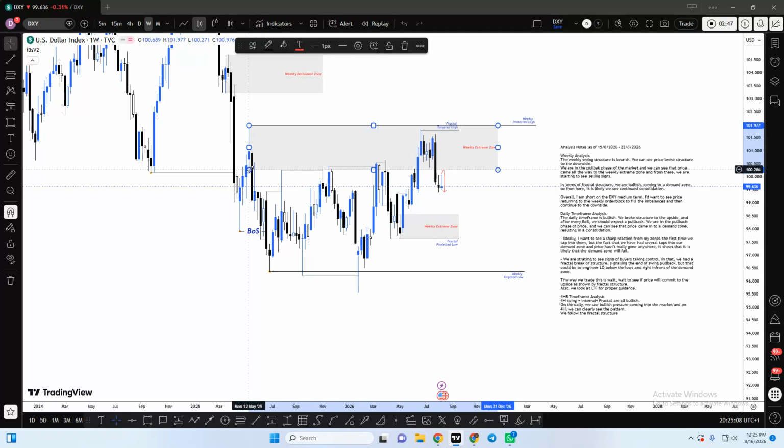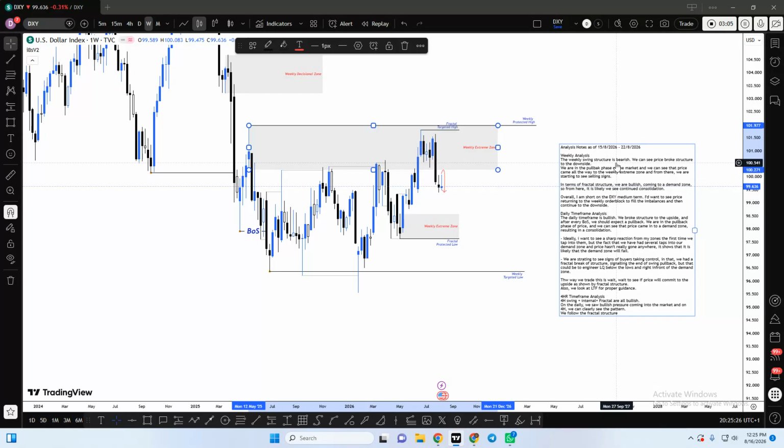So it kind of looks like we did come all the way to test the fractal of that zone, and you can see the reaction that we got from there. The market started to sell off, and that is what I mean here. We are starting to see the selling signs.